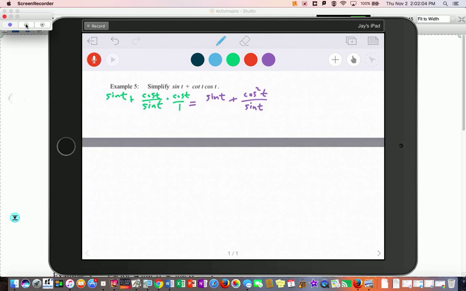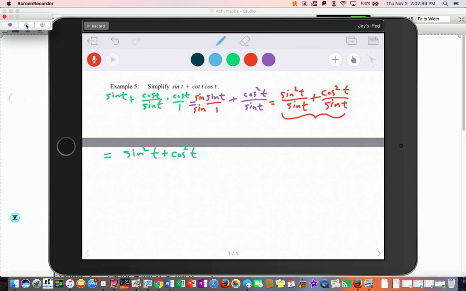Now it'd be really nice if I could get a common denominator, and that's very easy because right now this denominator is 1. So if I multiply the top and the bottom by sine, I get sine squared of t over sine plus cosine squared of t over sine. Now that the two denominators are the same, I can go ahead and add the numerators. So you have sine squared of t plus cosine squared of t all over sine of t.